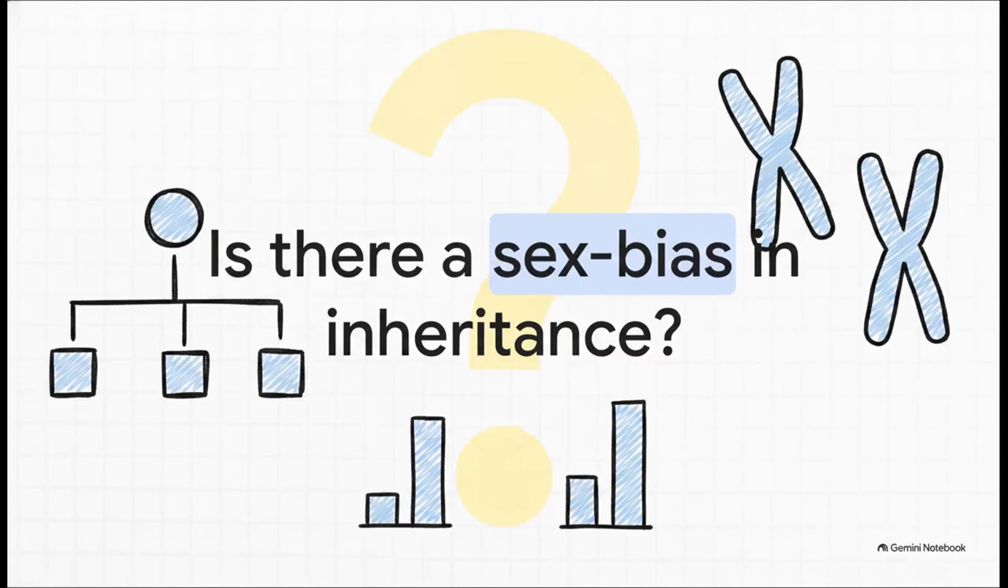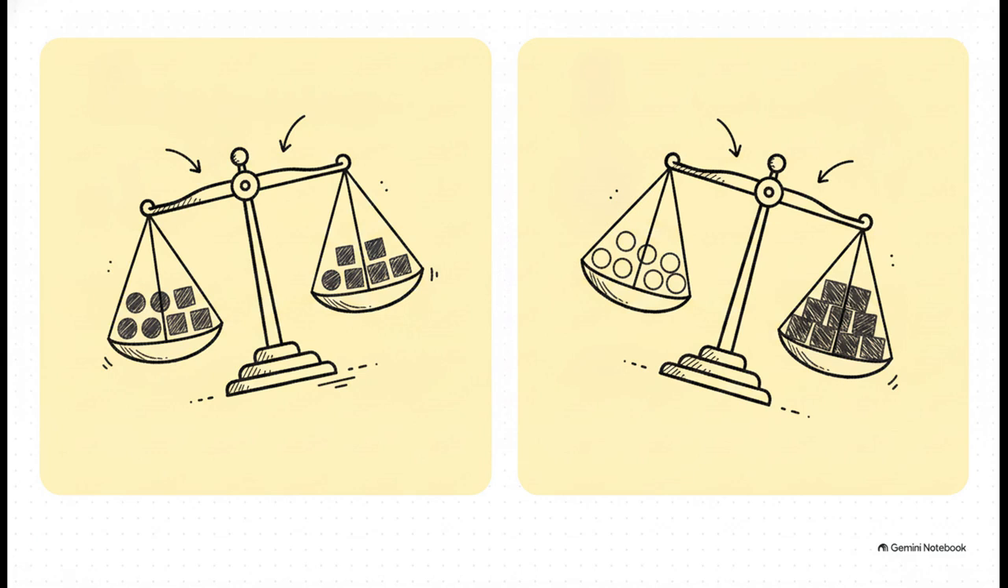Here's the big question for this one. Is there a sex bias in inheritance? This is our final investigative tool. Think back to those standard symbols we talked about earlier. Look at all the squares and circles. Is the trait distributed pretty evenly among them, or is the pattern heavily skewing toward just the males or just the females? Based on that, we categorize these as either autosomal traits or sex-linked traits.